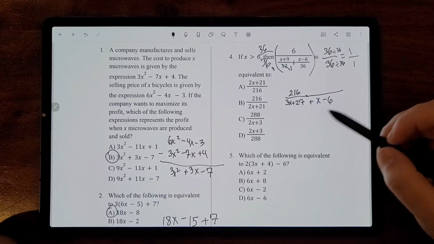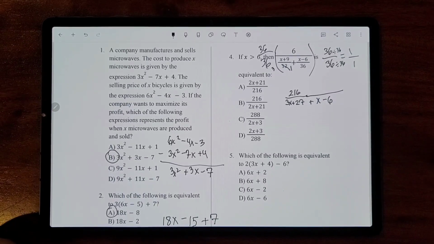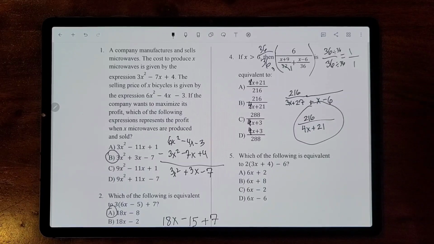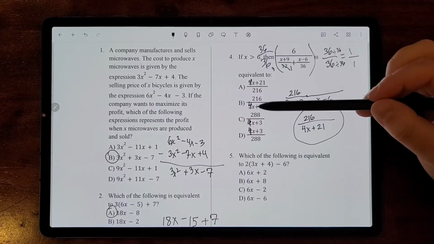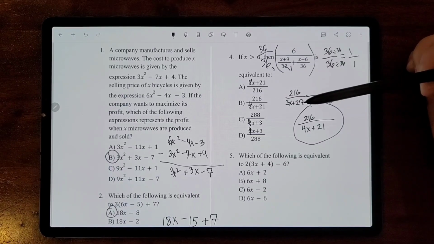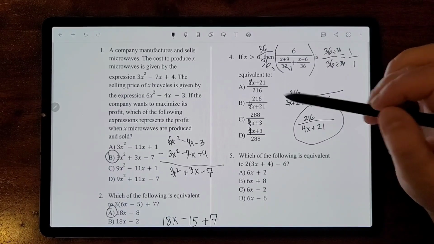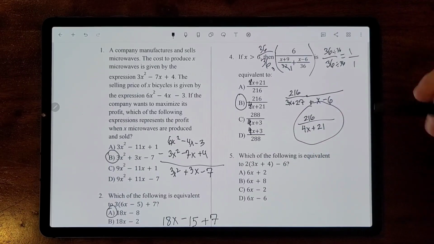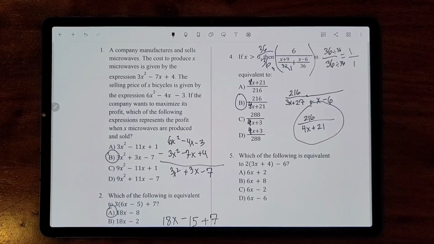So now I'm just going to combine like terms on the bottom. And when I do that, I get 216 over 4x plus 21. You'll notice I made a little typo because, like I said, I changed the numbers and I must have forgotten to change the number in front of x for this one. So it should be b right here: 216 over 4x plus 21. Again, this hasn't been released yet, so it'll be all fixed in the new version.